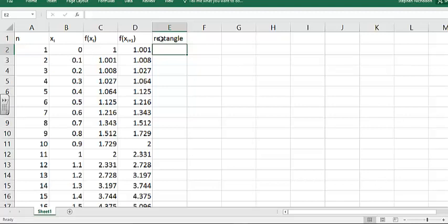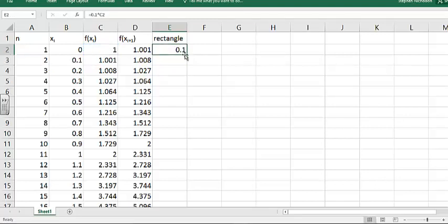So it's going to be 0.1 units wide, and it's going to be whatever the y value is. And I'm going to use the value of the function at the beginning of the interval. So the rectangular area is going to be equal to 0.1, which is the width of the rectangle, because you can see all of these are 0.1, times the value at the beginning of the interval.